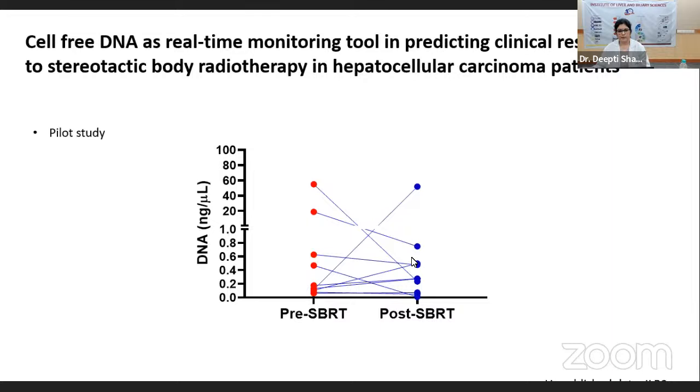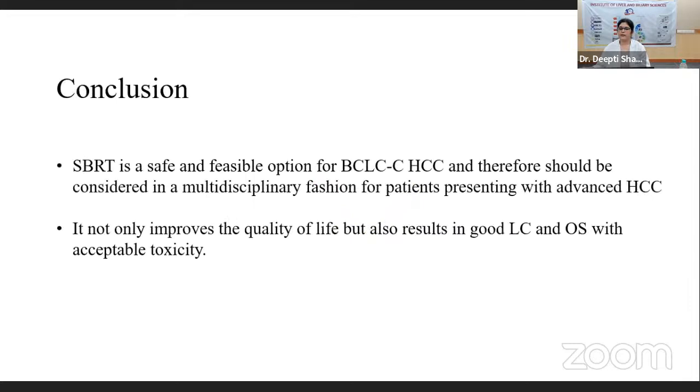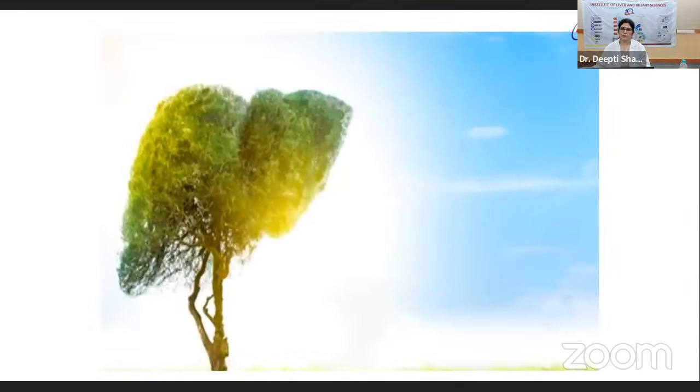To conclude, SBRT is a safe and feasible option for advanced HCC, and therefore should be considered in a multidisciplinary fashion for patients presenting with advanced HCC. It not only improves the quality of life, but also results in good local control and overall survival with acceptable toxicity. Thank you. SBRT is a ray of hope for all advanced HCC patients.